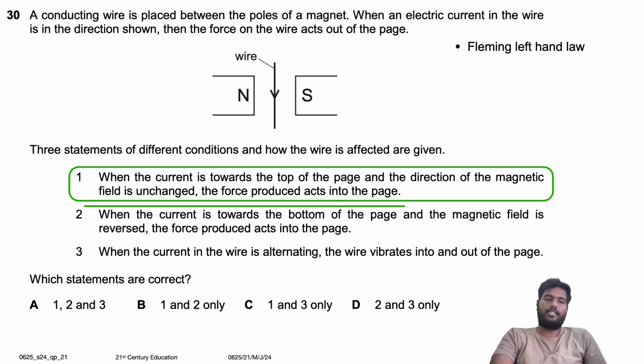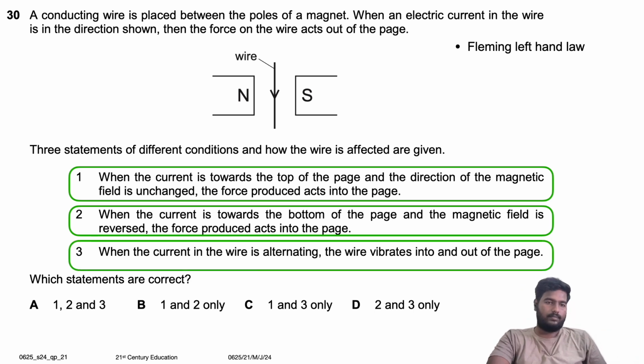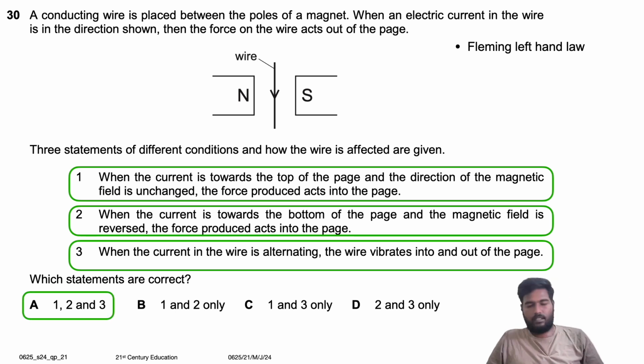So 2 is also right. When the current in the wire is alternating, the wire vibrates into and out of the page. Yes, so if they change the direction, this is going to change direction, so it will vibrate. So all of them are correct: 1, 2 and 3. Nice.